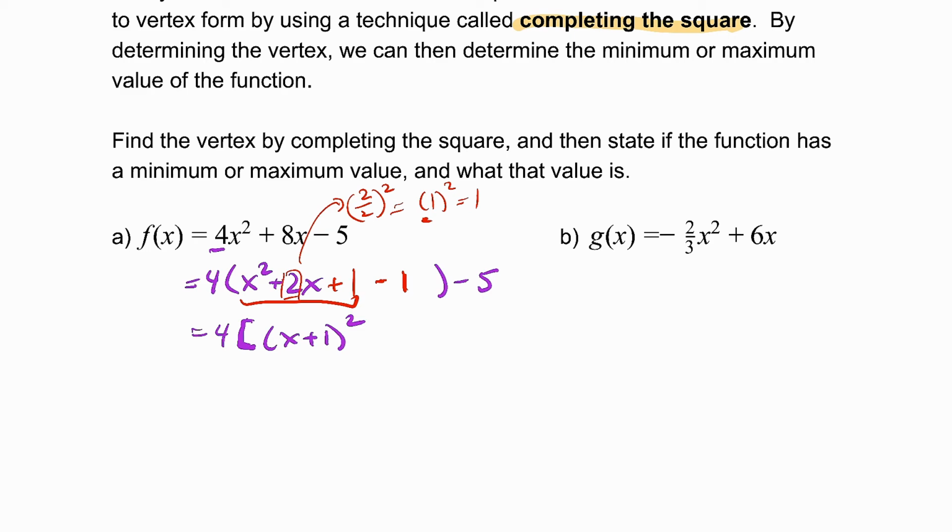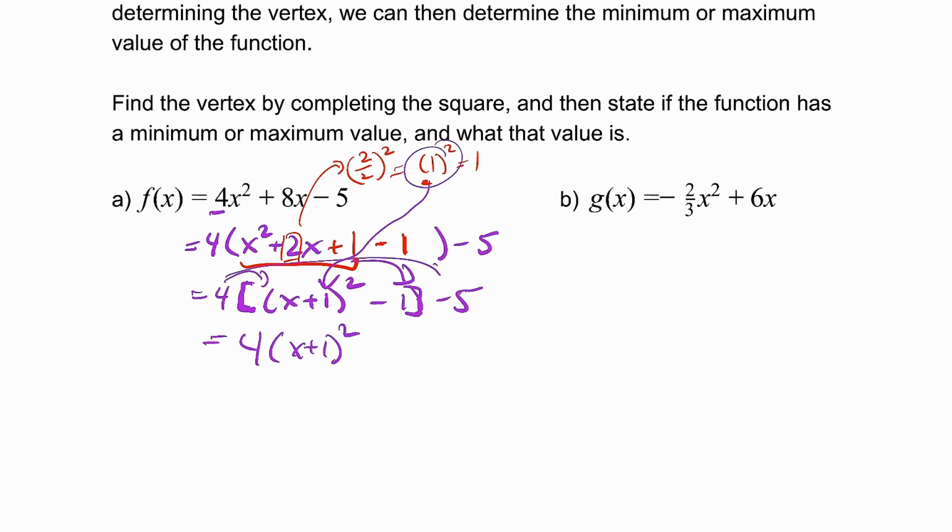Okay, so this is why I like to write this part down, because this number, if you would like to remember a process, fits into the x plus 1 part, quantity squared, and then we're still left with a minus 1, minus 5. Okay. Now the next step is we want to distribute the 4 to get rid of the square brackets that I created. So we get 4 times x plus 1 quantity squared. We don't want to expand that, or else we just undid what we did. And then 4 times the negative 1 is the negative 4, and then minus 5.